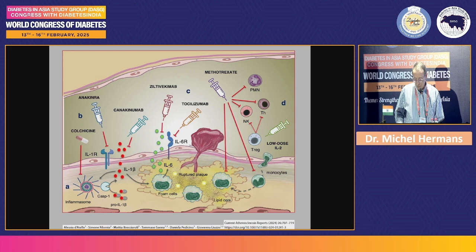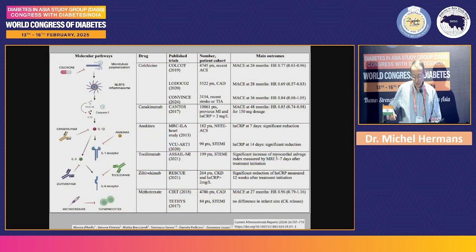And my last slide will be the summary of clinical trials that have been published so far, starting from top to bottom alongside the cascade. The first drug, which is a very cheap drug, colchicine, is a microtubule polymerization inhibitor. And there have been many outcome trials. The three major ones that I will show you: the COLCOT trial in patients with recent acute coronary syndrome, showing a marked reduction of 23% in MACE, and that was significant.